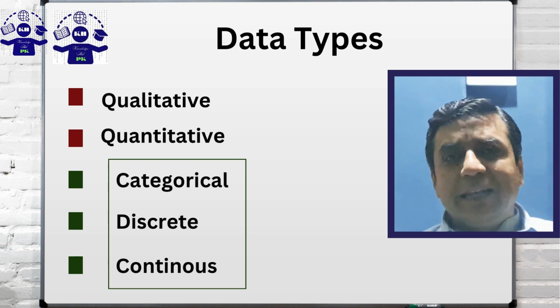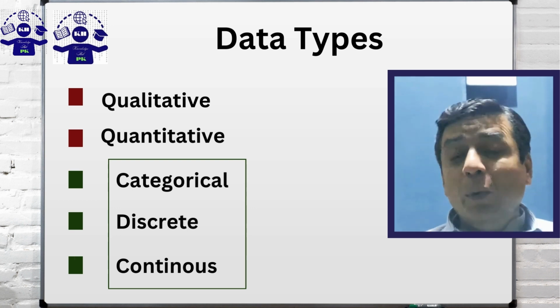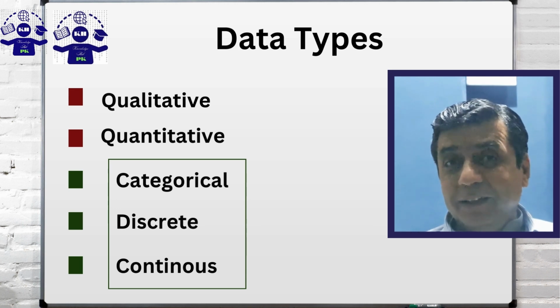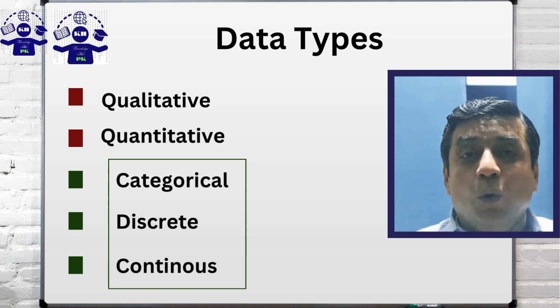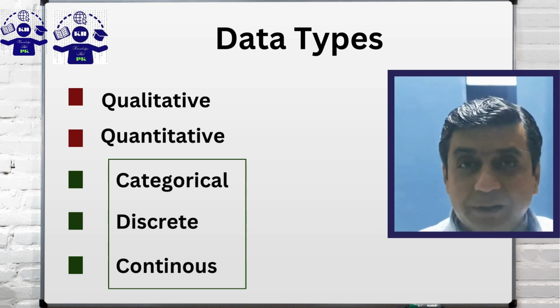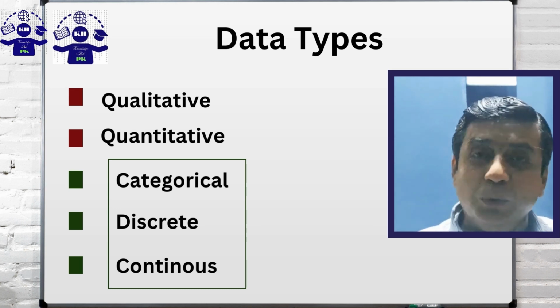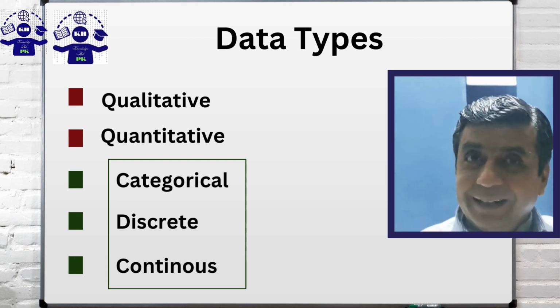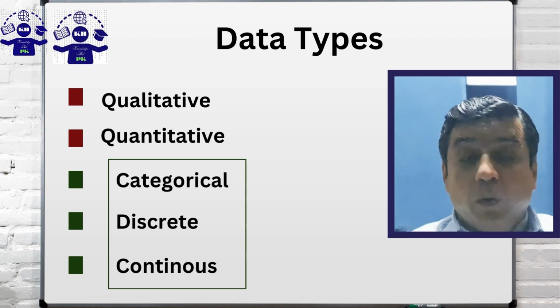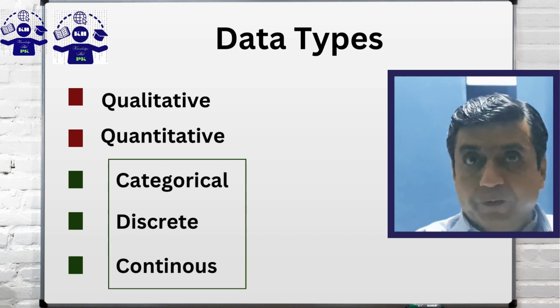Coming to the other type of data, which is discrete data. When we are talking about discrete data, we are talking about whole numbers, concrete numbers. 0, 1, 2, 3, 4, 5, 6, and so on. But finite in nature. Those numbers are going to finish somewhere.